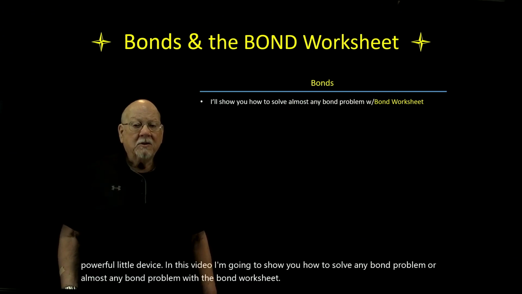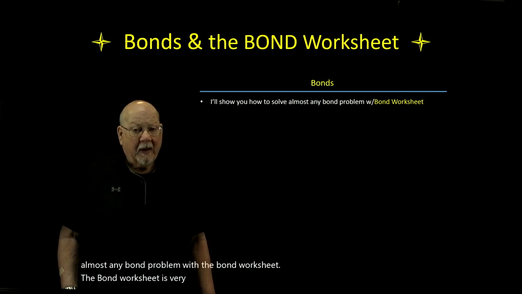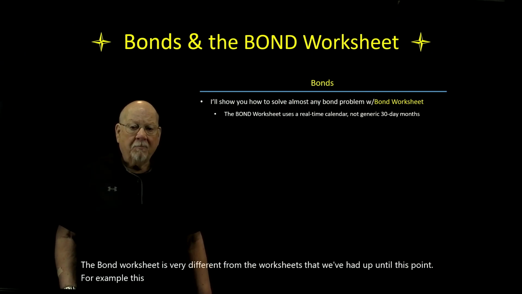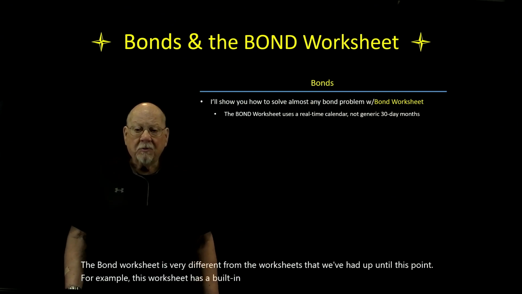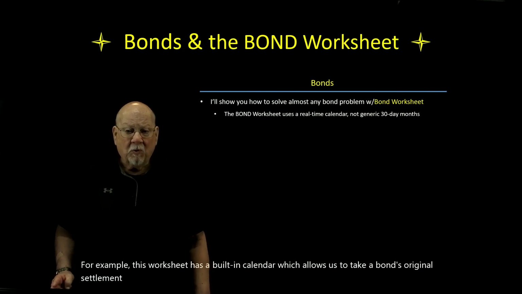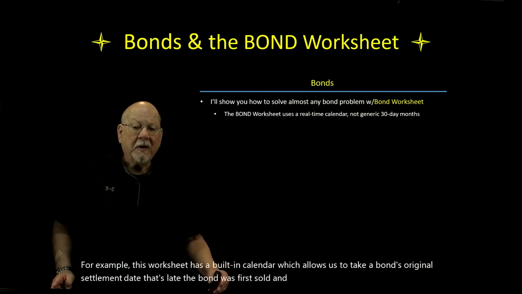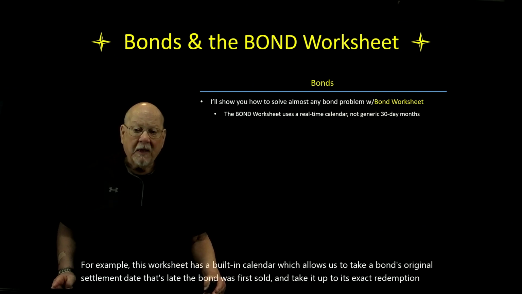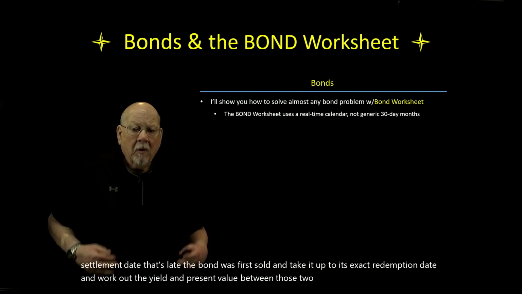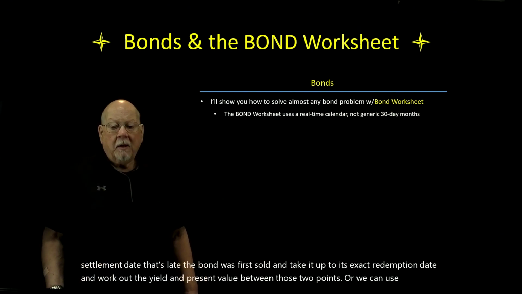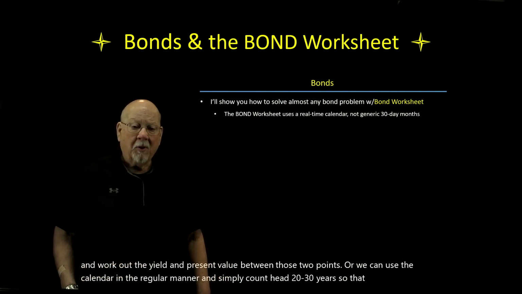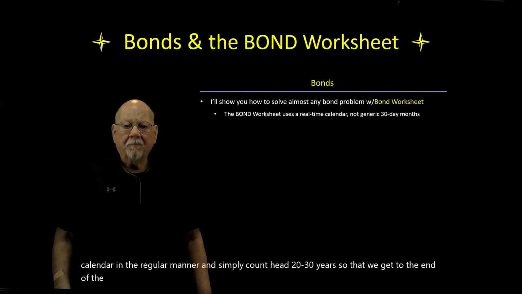The Bond Worksheet is very different from the worksheets that we've had up until this point. For example, this worksheet has a built-in calendar which allows us to take a bond's original settlement date, that's the date the bond was first sold, and take it up to its exact redemption date and work out the yield and present value between those 2 points. Or we can use the calendar in the regular manner and simply count ahead 20, 30 years till we get to the end of the bond. We'll do both in this video.